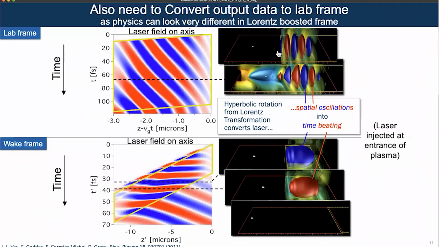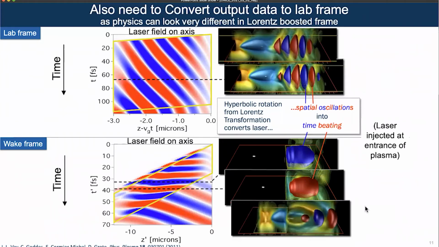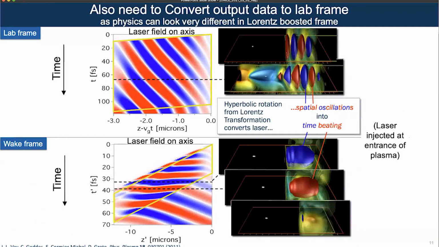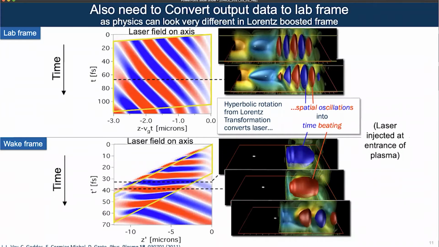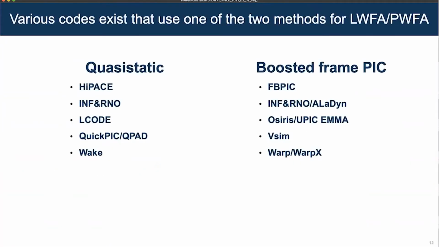We can see the little animation. You see the simulation in the lab frame at the top. I hope it's going well through Zoom. As you can see, same simulation, same physics, and that's been checked. At the bottom, it looks very different. So there's an additional module that takes the simulation from the boosted frame, translates that to the lab frame, and that has been implemented in various codes.